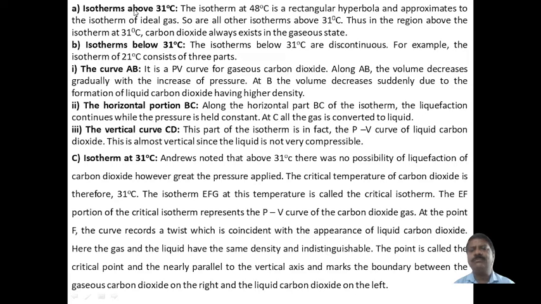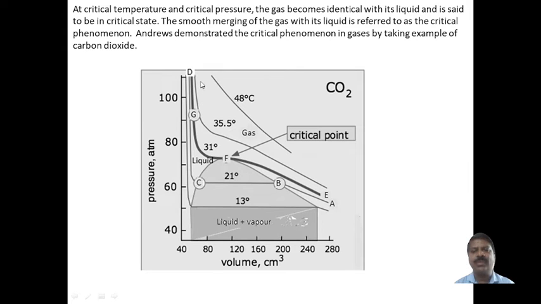Therefore, for isotherms above 31 degrees Celsius, what happens here? The isotherm at 40 degrees Celsius, a rectangular parabola, approximates the isotherm of the ideal gas. Suppose we increase along this dotted line; it meets the y-axis and the x-axis, so it is a rectangular parabola, like a rectangle. This curve is similar to that of an ideal gas.